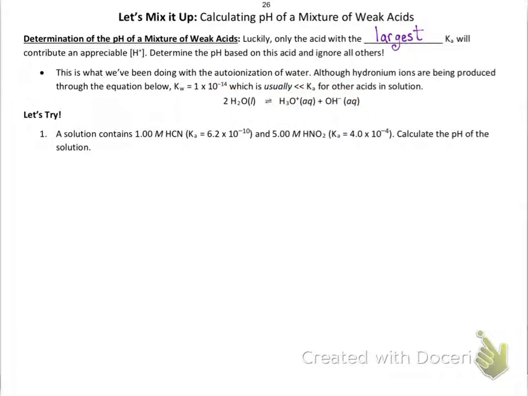Okay, let's go ahead and try a practice problem. We have a solution containing 1 molar, I believe that's hydrocyanic acid, which has a Ka of 6.2 × 10 to the negative 10th. And then we've got a 5 molar solution of nitrous acid with a Ka of 4 × 10 to the negative 4th. And we want to know the pH of the solution.